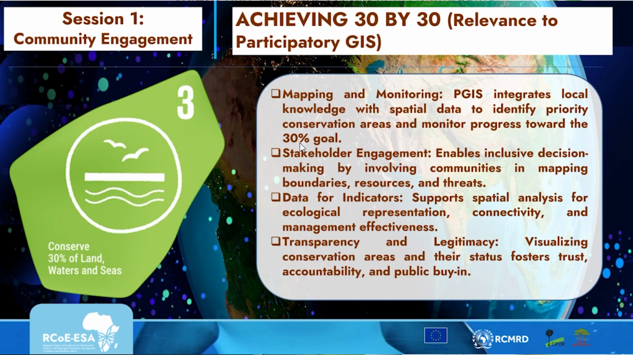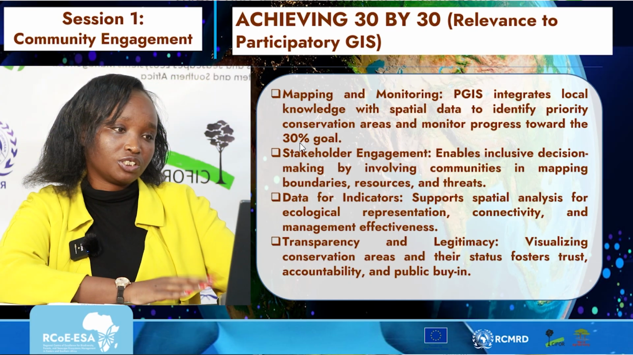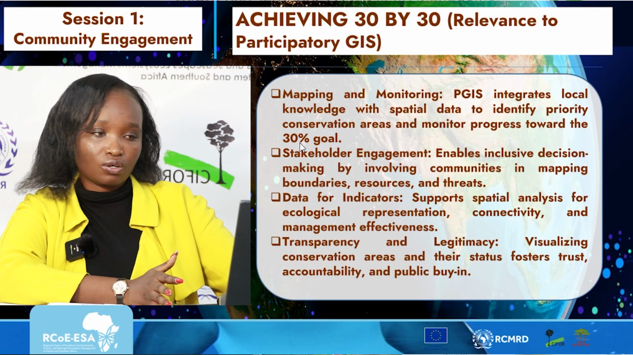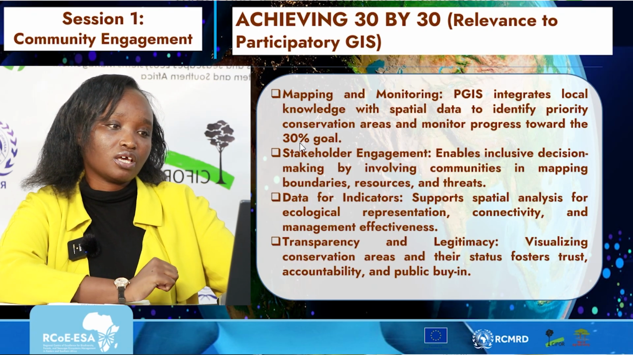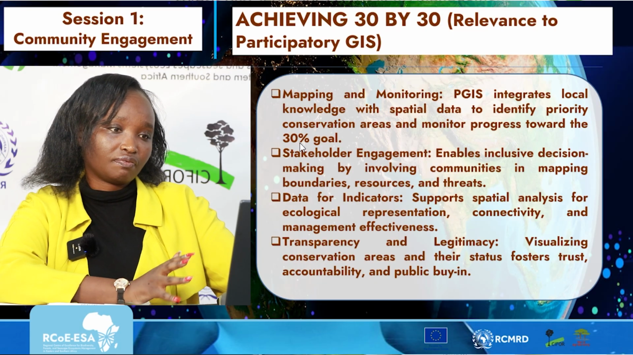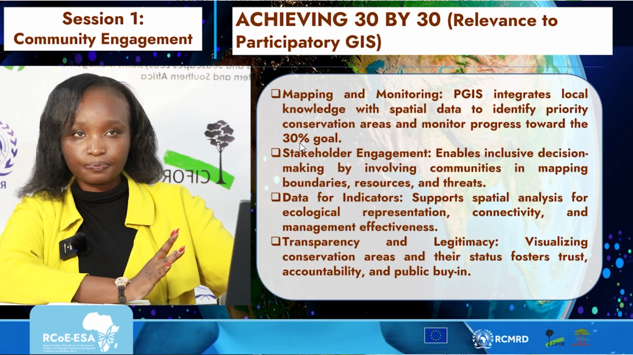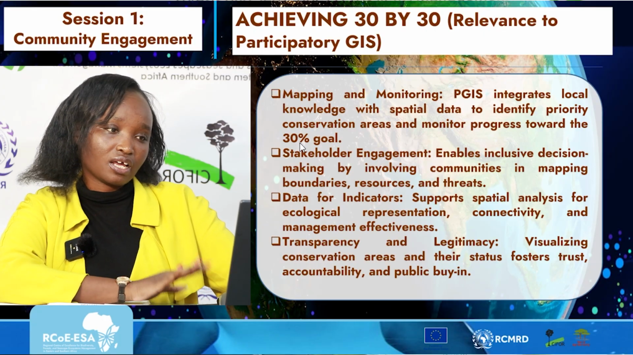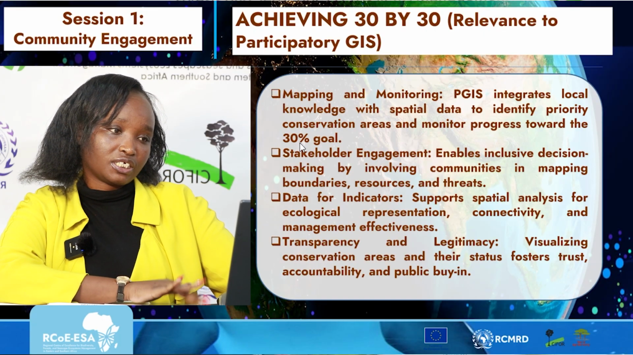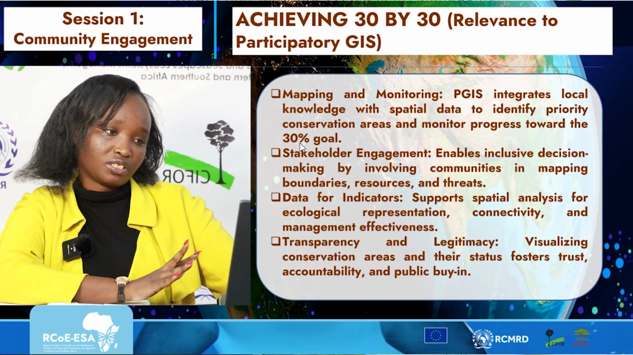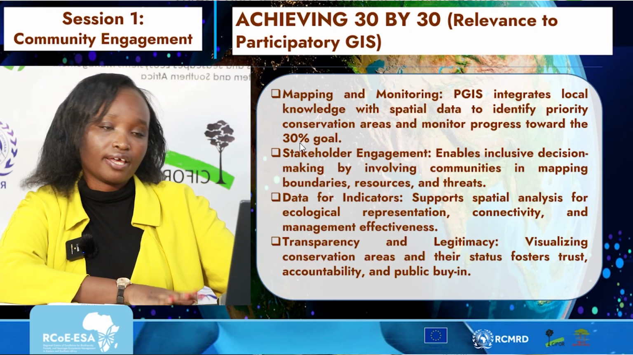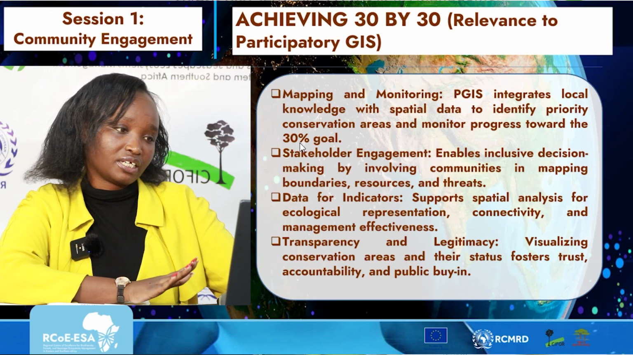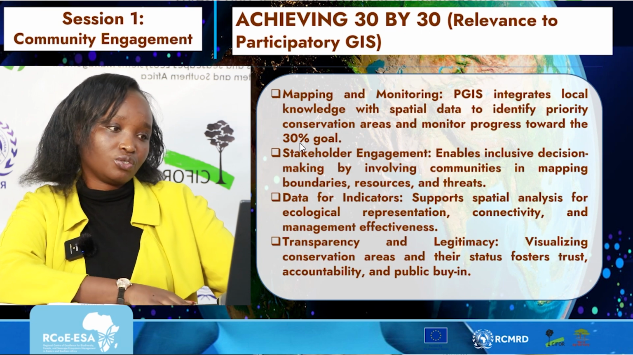So how is this relevant to participatory GIS? We have mapping and monitoring. Obviously, you have to include local communities and all stakeholders. There is stakeholder engagement. You have to map all these stakeholders and identify their role in achieving these targets. Then we have data for indicators. Of course, if you have to come up with this data, you have to involve everyone. Then there has to be transparency and legitimacy. Again, you need to include everyone.